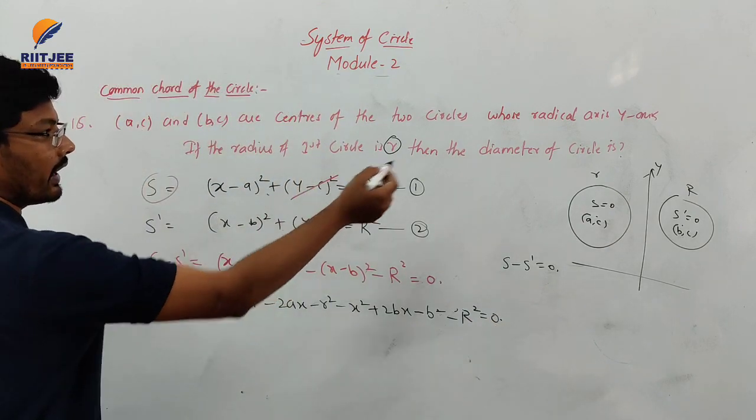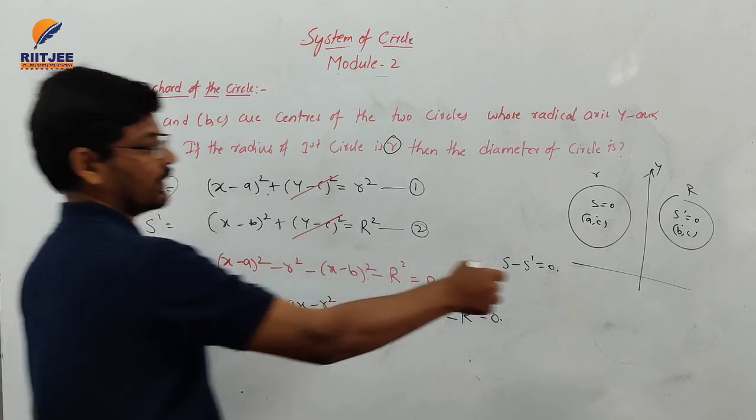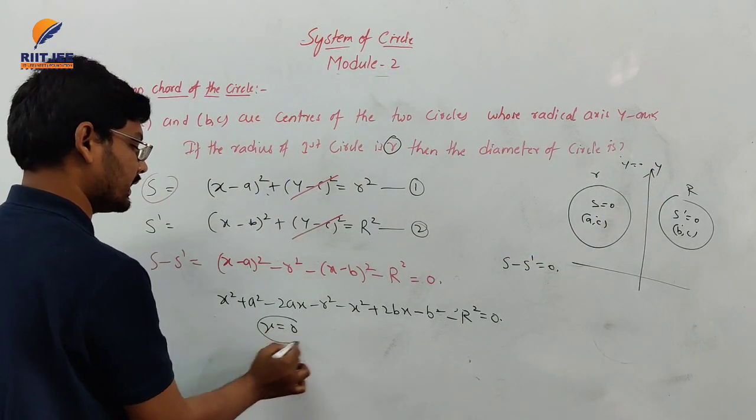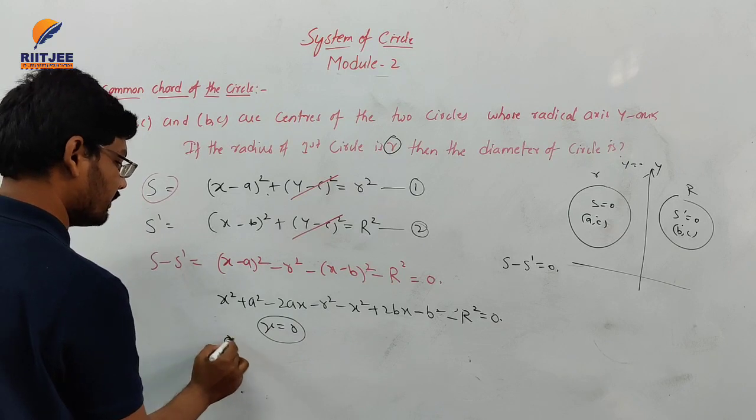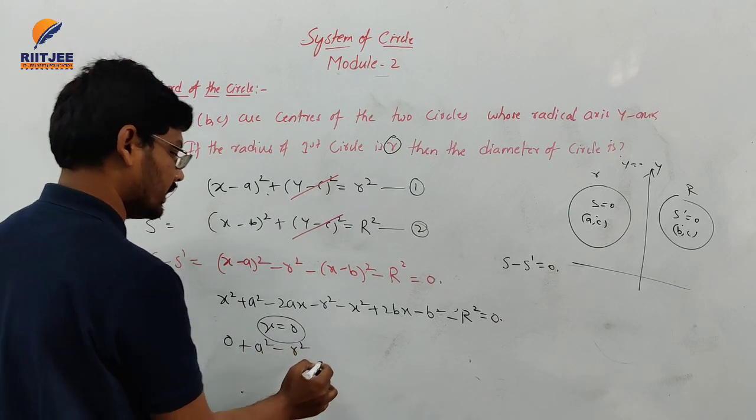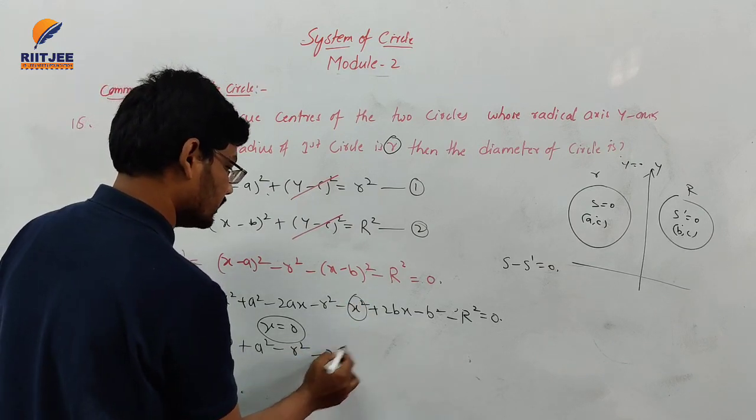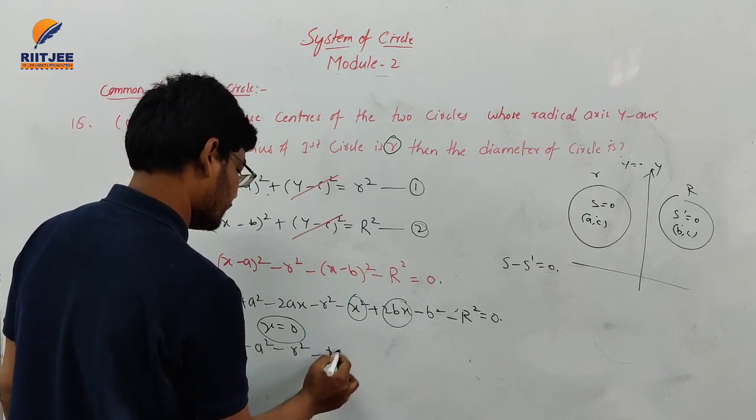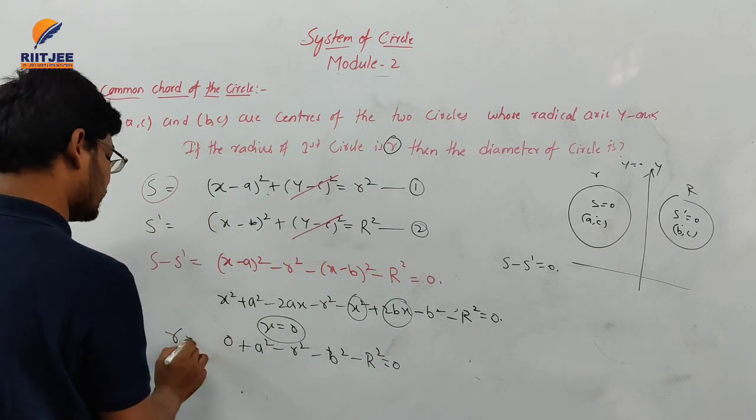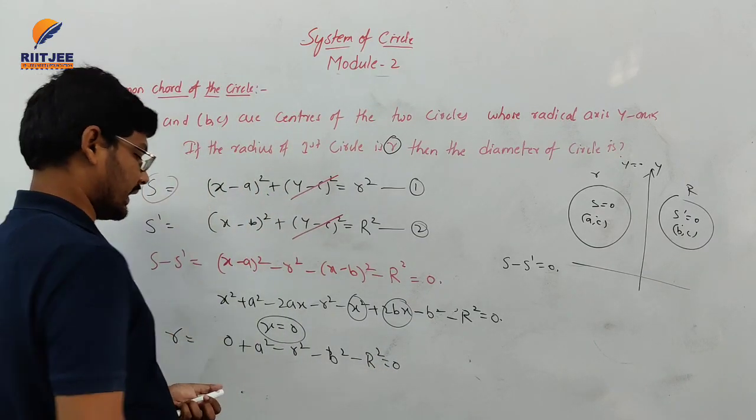And here the radical axis is y equal to 0, then x value will be 0 here. Let's substitute x equal to 0 here. This term will become 0, a square, and this term will also become 0, minus r square. This term will become 0, and this term will become 0, minus b square is equal to minus R square. This is the condition here. This is the radius. Radius is nothing but radical axis.